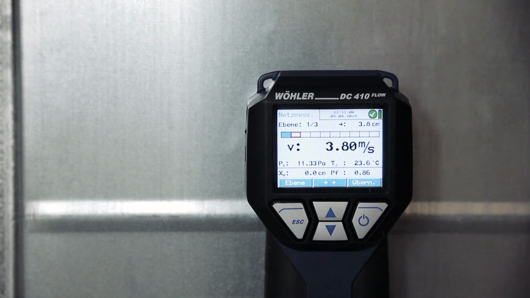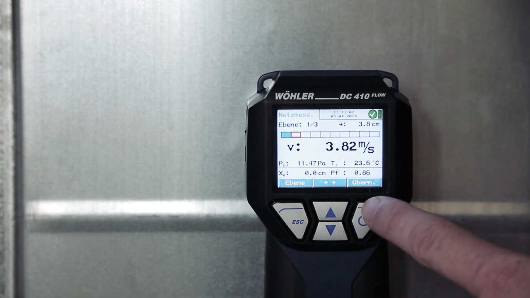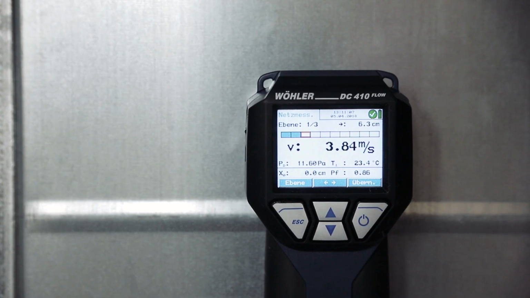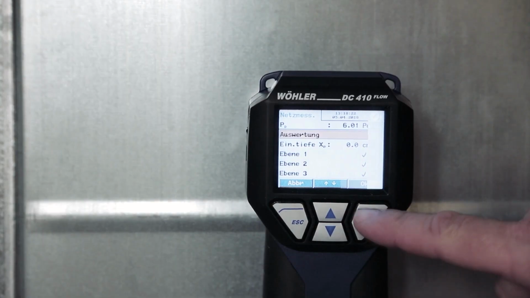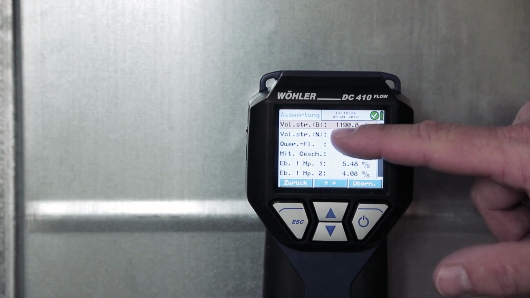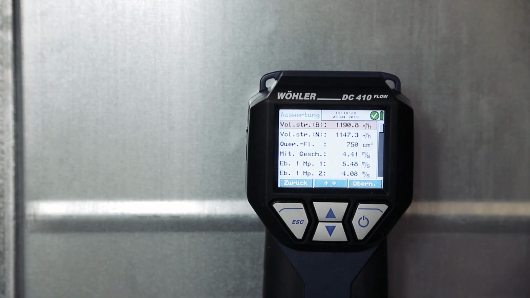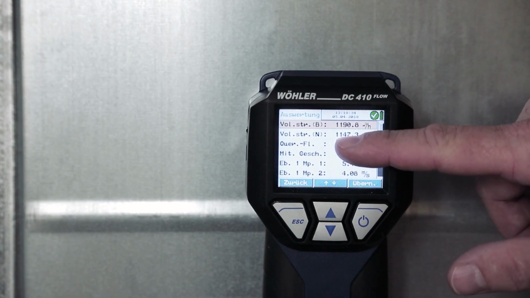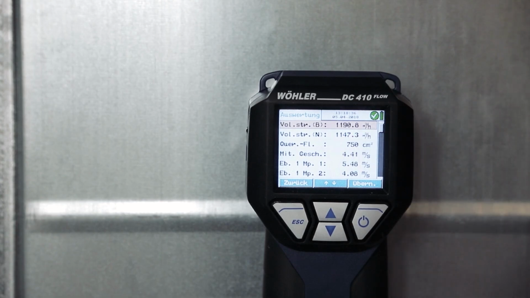It is therefore very important that you then set up the whole thing as the measuring device suggests. I then go through all the measurement levels, and at the end we can take a look at the result. To do this, I go to Evaluation and can read off the measurement result directly, so I can see that we have an operating volume flow of 1,190.8 cubic meters per hour. The standard air volume flow would be 1,147.3 cubic meters per hour.